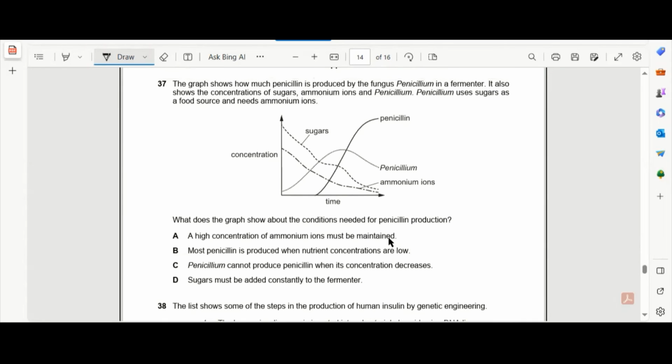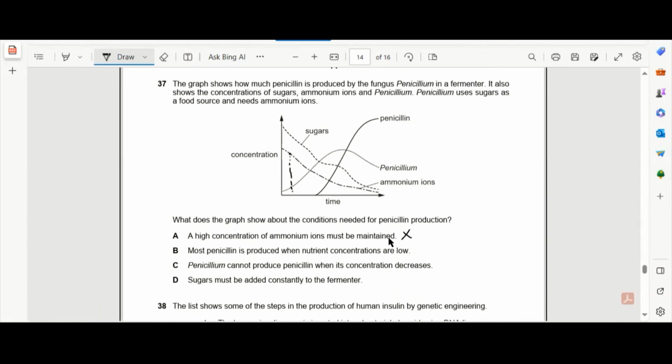37, the graph shows how much penicillin is produced by the fungus Penicillium in a fermenter. It also shows the concentration of sugars, ammonium ions, and penicillin. Penicillium uses sugars as a food source and needs ammonium ions. What does the graph show about the conditions needed for penicillin production? High concentration of ammonium ion must be maintained. When the concentration of ammonium ions is high, there is no penicillin production. So this is not correct.